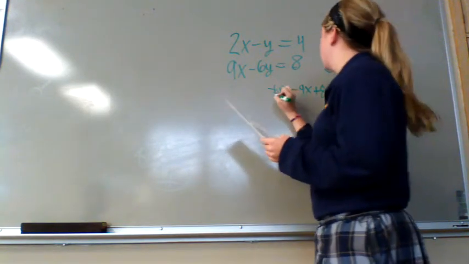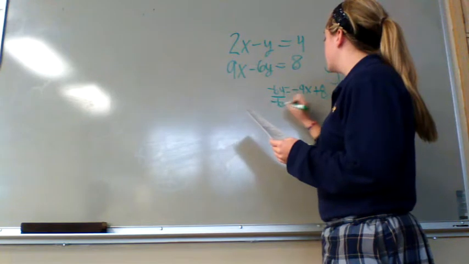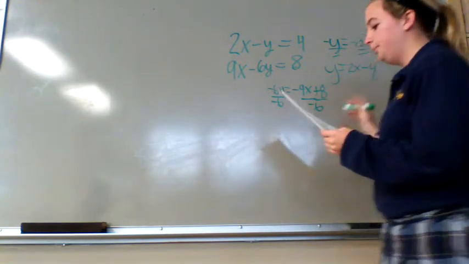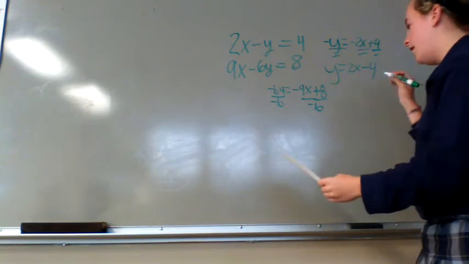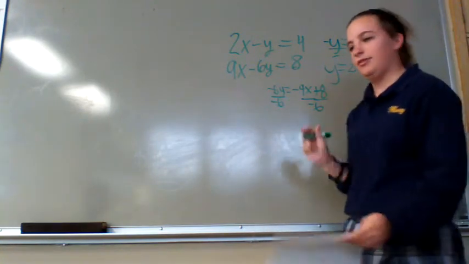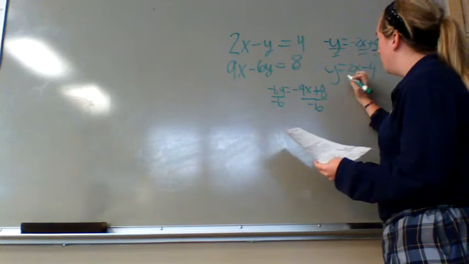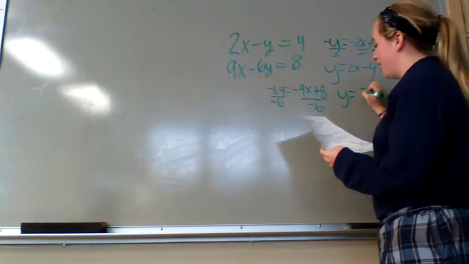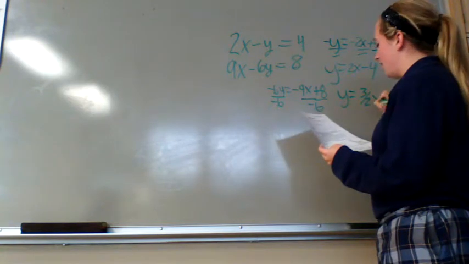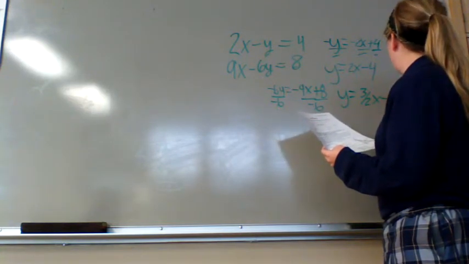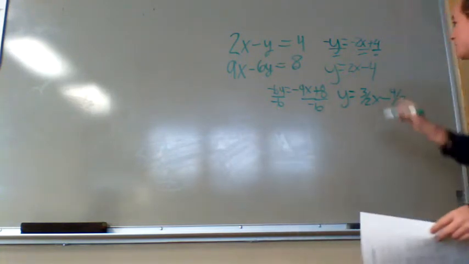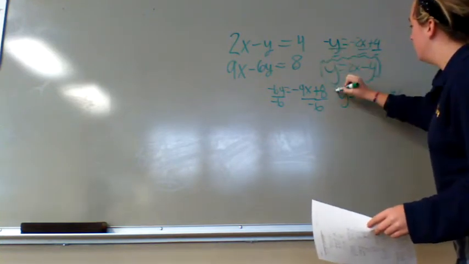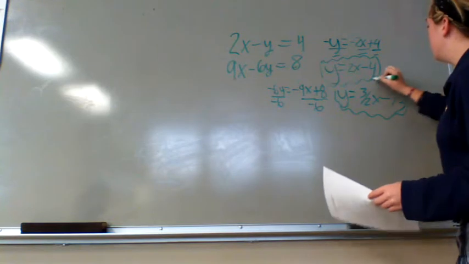And then you have to divide by the negative 6 on both sides. And you're going to get a nice little fraction here. So your new equation will be y equals 3/2 x minus 4/3. So this is a new equation, and that's a new equation.